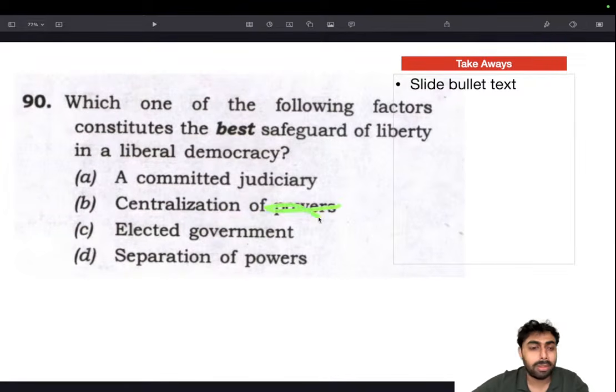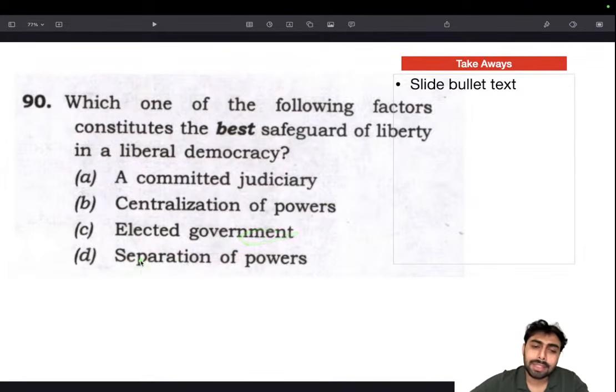This is absolutely wrong. Elected government. Okay, elected government can safeguard, but think about it. There are elected governments across the world. Are they able to safeguard the liberty of their people? Not really. So elected government is not really the case. It depends on the elected government.